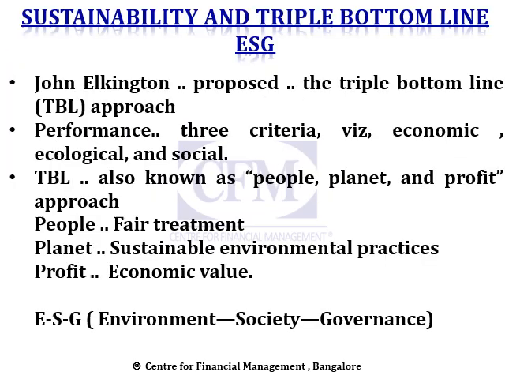In a similar vein, John Elkington has proposed the triple bottom line approach, wherein performance is measured in terms of three criteria, namely economic, ecological, and social. The triple bottom line approach is also known as the people, planet, and profit approach. A company must treat people fairly. A company must protect the environment. A company must generate profit and economic value.